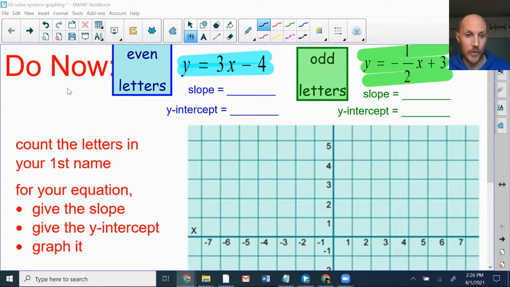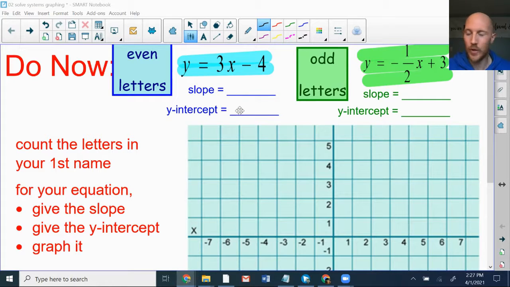Well, good morning, algebra. Here's our do now for today. Go ahead and count up the number of letters in your first name. We're going to split up. So if you've got an even number of letters in your first name, do that blue equation right here. You're just going to identify the slope and the y-intercept and then graph that line.